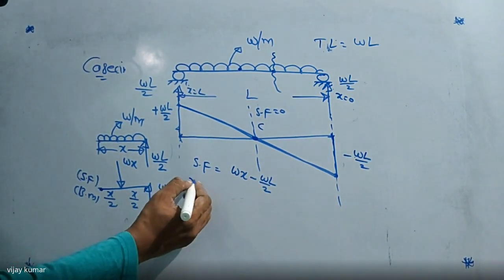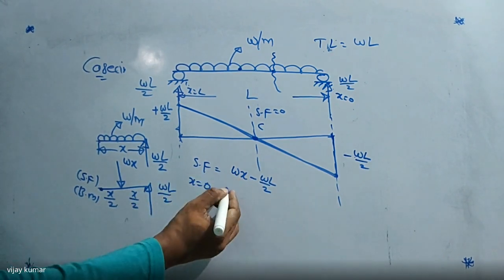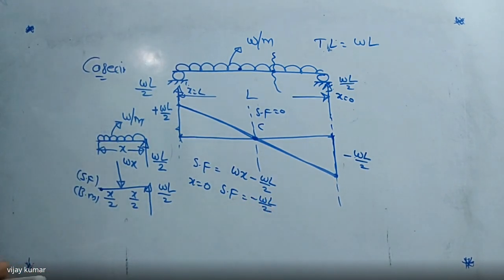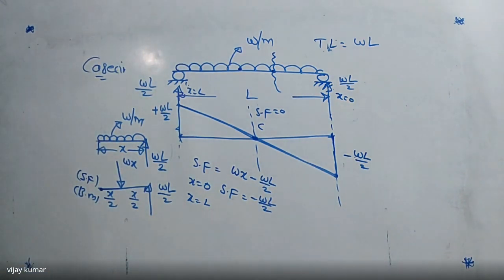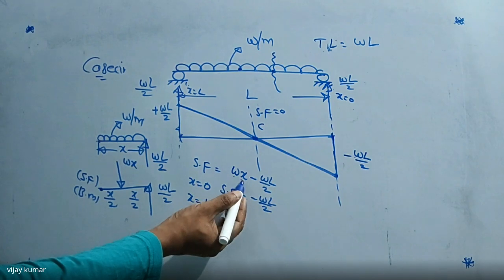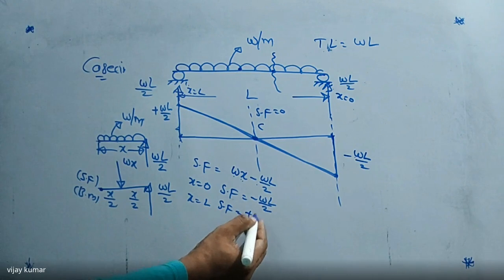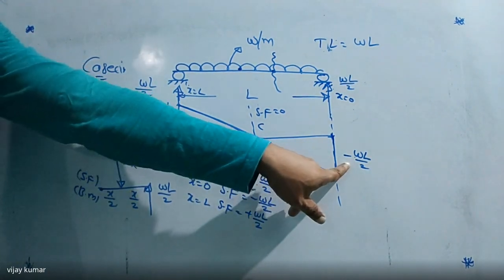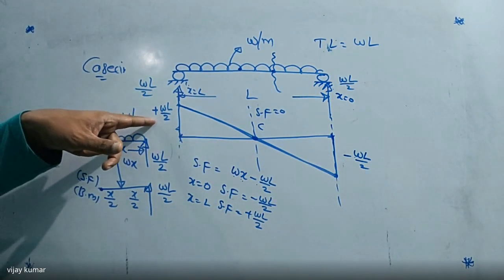Now I am writing here, when x equal to 0. Tell me, when x equal to 0, what is the value we get? Shear force is equal to minus WL by 2. Now tell me at x equal to L, what is the shear force value? At x equal to L, it is WL minus WL by 2. Then we are getting shear force equal to plus WL by 2. See this diagram? Here we are getting minus WL by 2. Here we are getting plus WL by 2. Did you get my point or not?